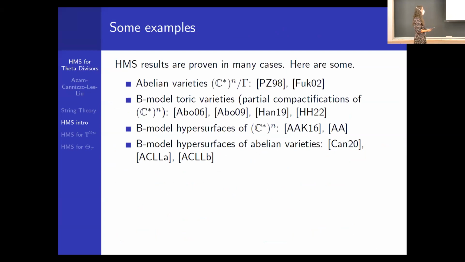So the cases, this conjecture has been proven in a lot of examples, and the ones most relevant for this talk are, so abelian varieties, that's complex tori, you have some affine space and you quotient by a lattice. Polishuk and Zaslow did this in dimension 2, and Fukaya does the general case for abelian varieties. For toric varieties, there's work of Mohammed Abu Zaid, Hanlon, and Hicks and Hanlon. So a toric variety is you have C star to the n, and then you allow some of the coordinates to go to 0 or infinity. So you do a partial compactification.